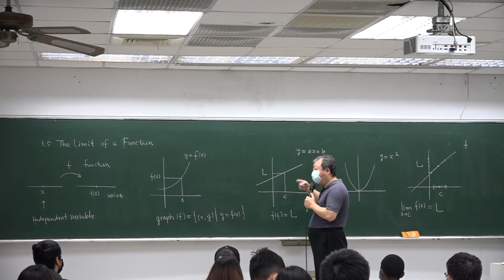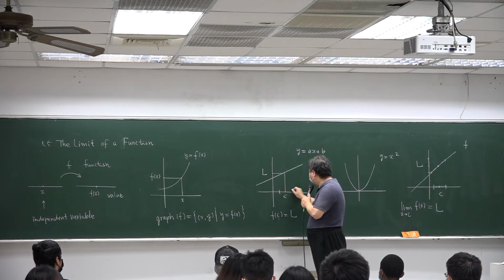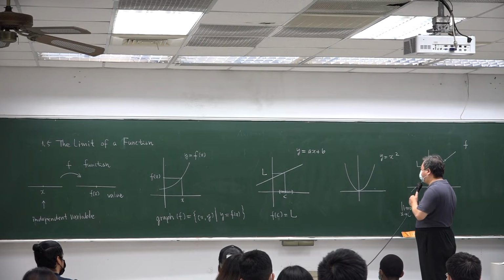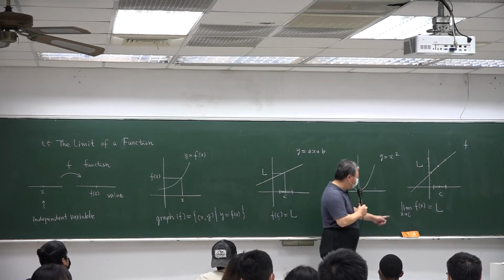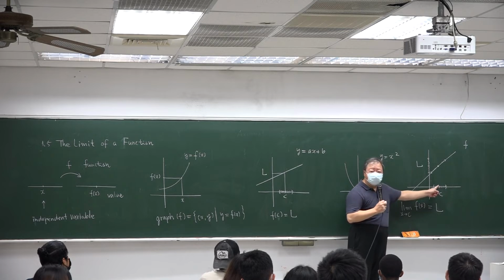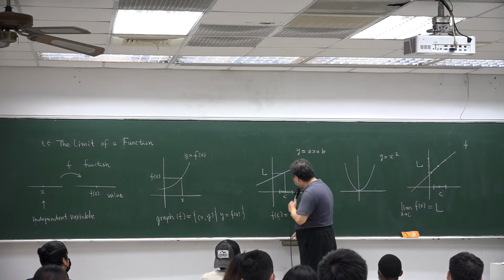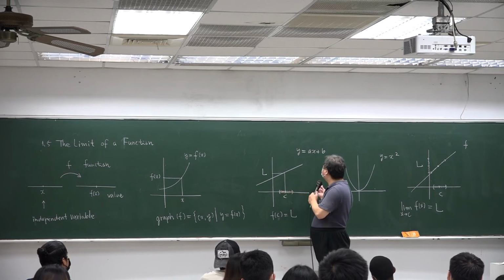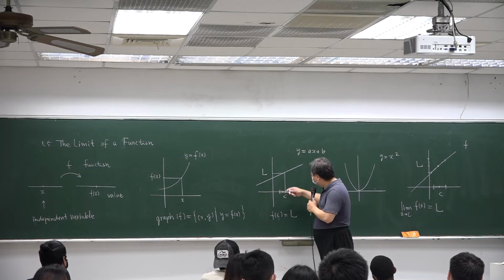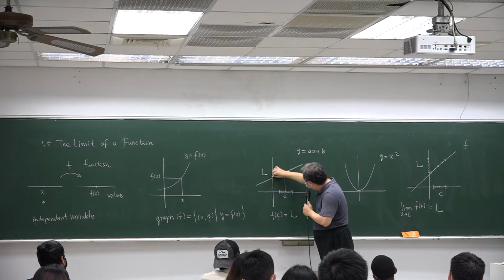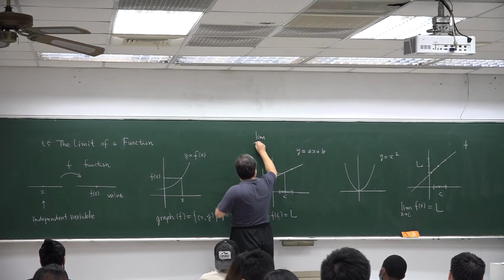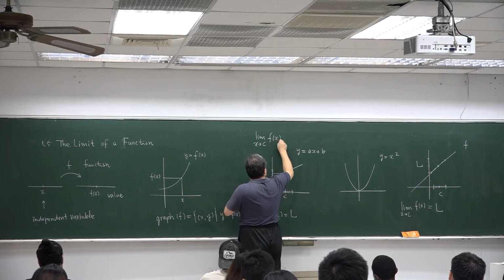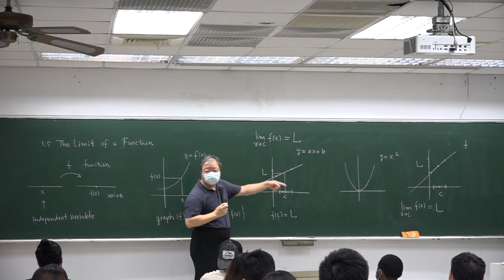Ignore C. f is still defined on some neighborhood of C except at C. When we talk about limits, we never consider the number C, the position C. We just consider values nearby C and nearby L. So in this case we still have the limit of f of x as x approaches C equals L. Same.